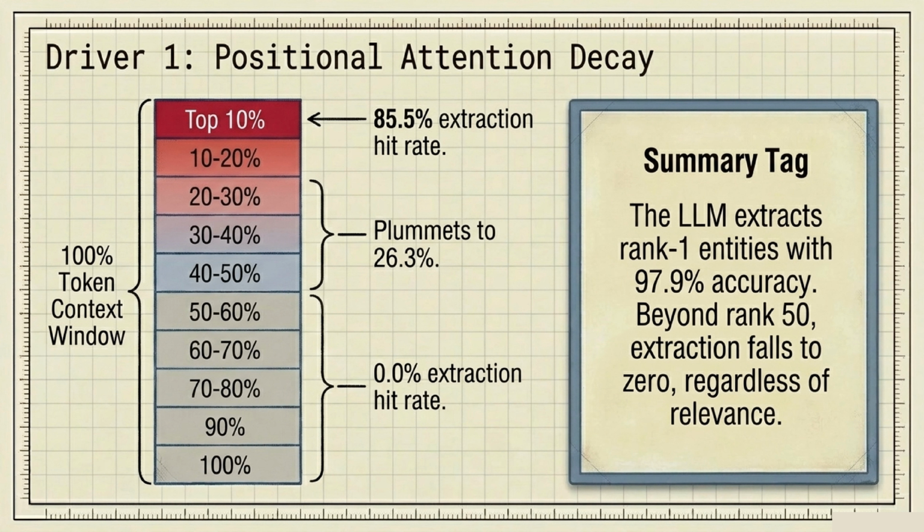We identified a few drivers for this leaky funnel. Driver 1 is positional attention decay. The LLM extracts entities in the top 10% of the token context window with 97.9% accuracy. But beyond rank 50, extraction plummets to exactly 0%. It literally doesn't matter how relevant the data is if it's placed too low in the context window.